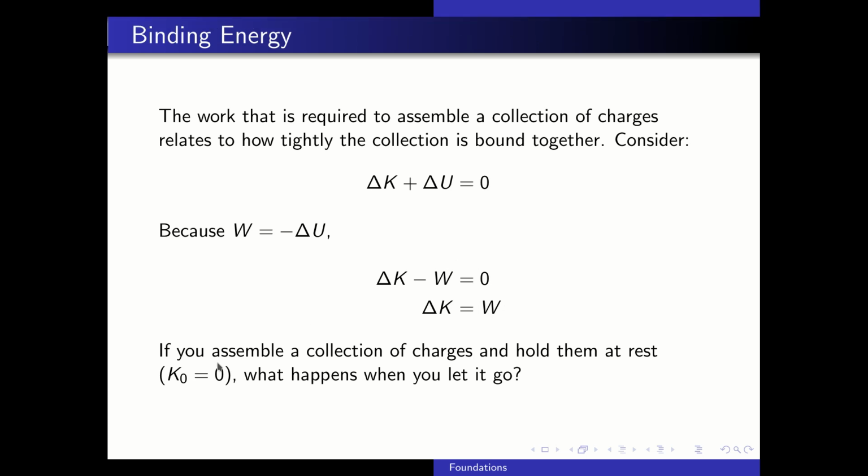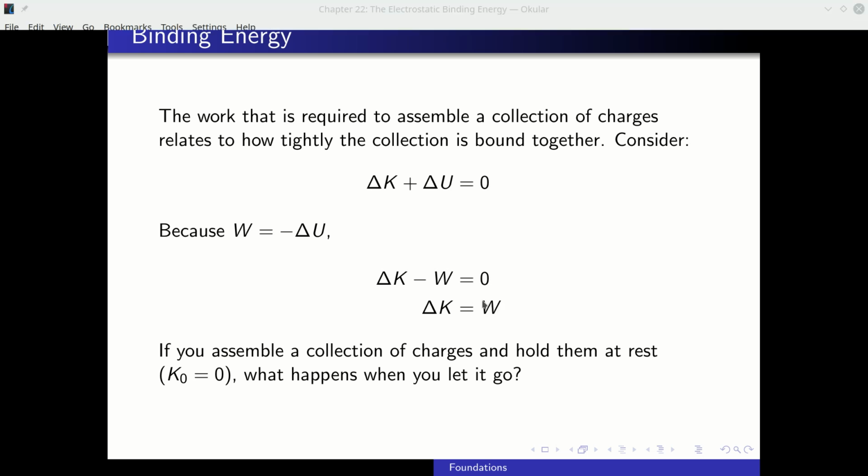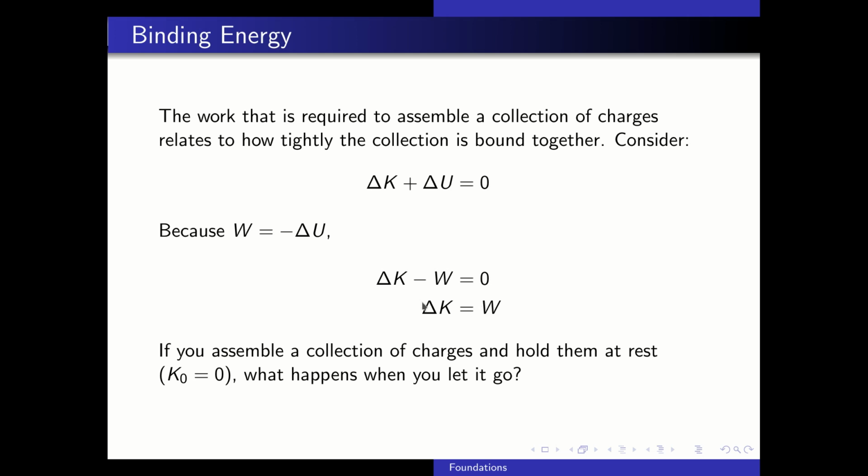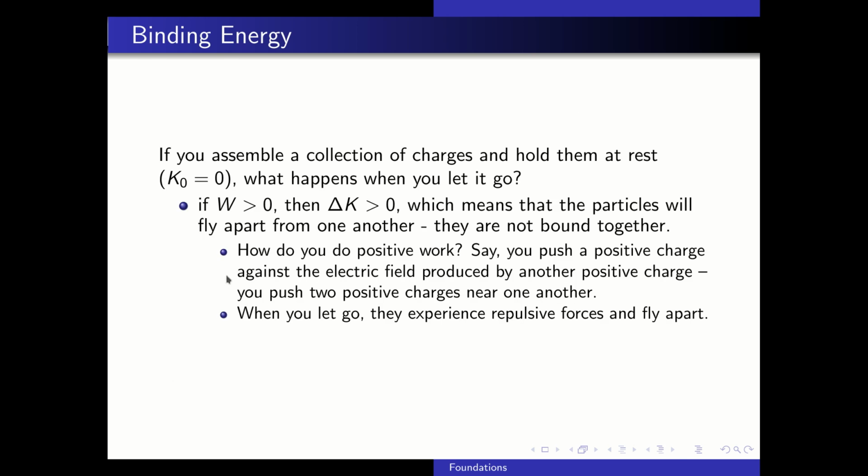So here's what we're going to do. Let's think of assembling a collection of charges, and it's taken us work W to do it. We're going to hold them at rest for a minute, and then we're going to let go. What happens? Because we're holding them at rest, the initial kinetic energy is equal to 0. Well, if the total work done is greater than 0, that means that when we let them go, the change in kinetic energy will be greater than 0. Since they're starting at rest, this tells us that particles have to fly apart from one another. They're not bound together. All right, how do we do positive work?